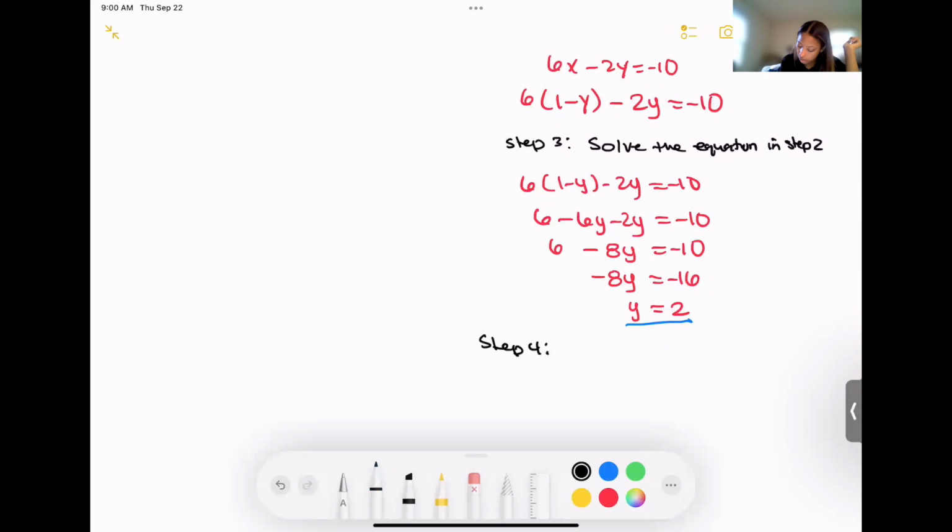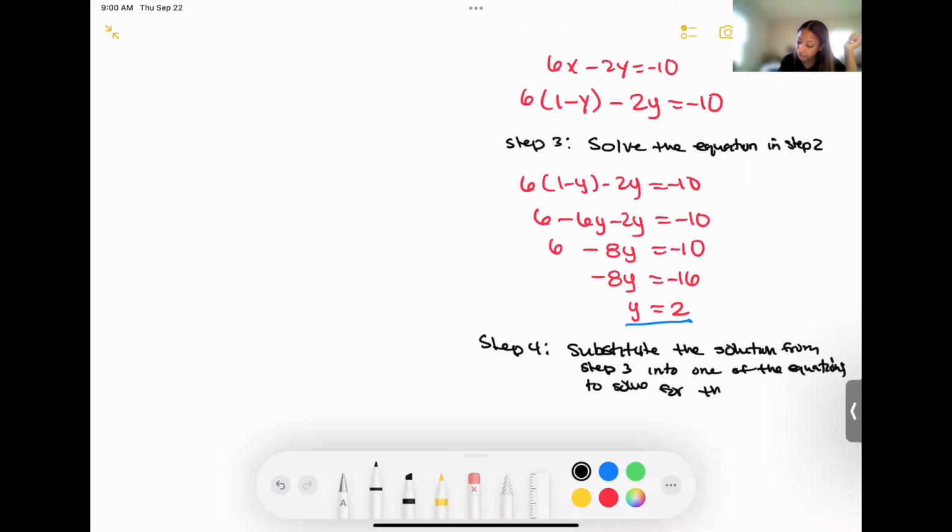So step 4, substitute. Notice we're doing lots of substitutions. That's why this is called the substitution method. So substitute the solution from step 3 into one of the original equations to solve for the remaining variable.